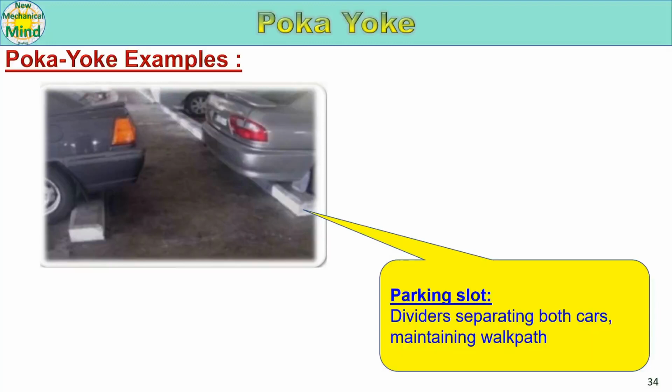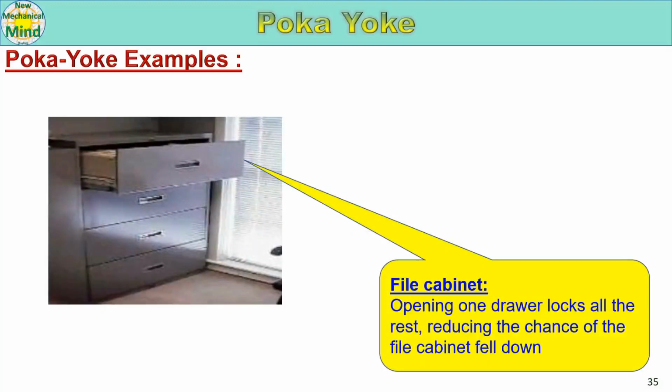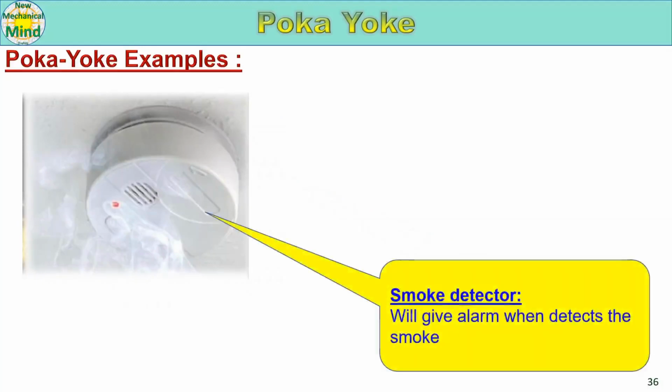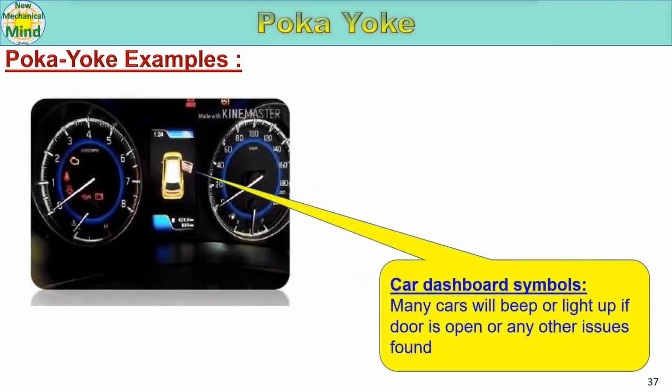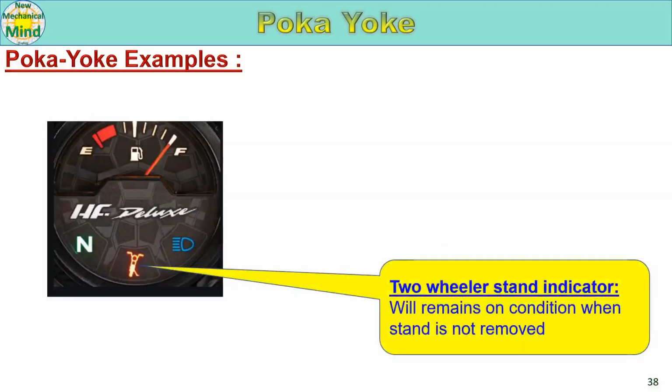Parking slot. Dividers separating both cars, maintaining a walk path. File cabinet. Opening one drawer locks all the rest, reducing the chance of the file cabinet falling down. Smoke detector will give an alarm when it detects smoke. Car dashboard symbols. Many cars will beep or light up if a door is open or any other issues are found. Two-wheeler stand indicator will remain on when the stand is not removed.